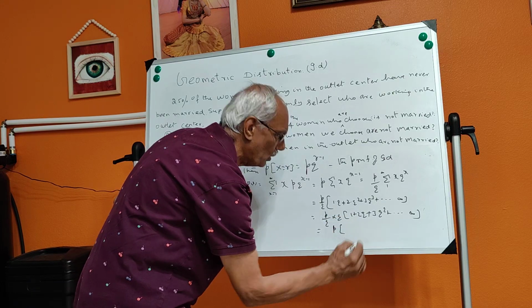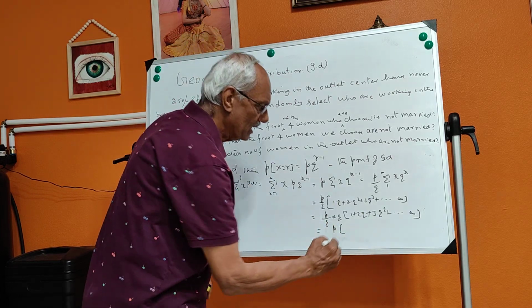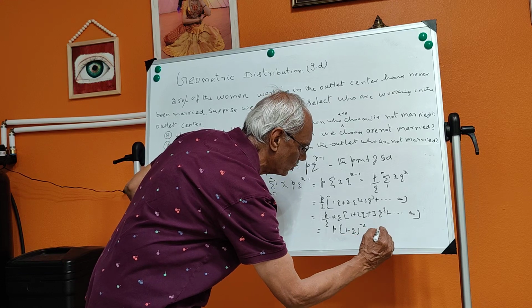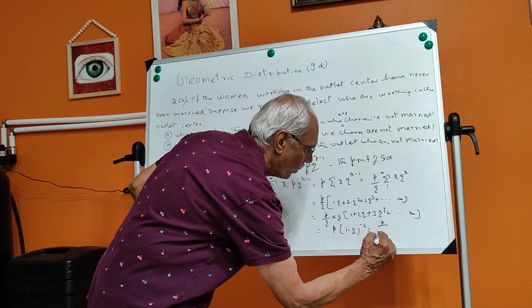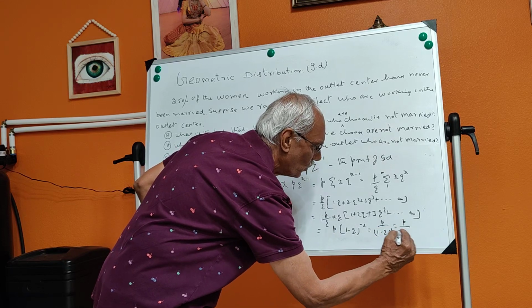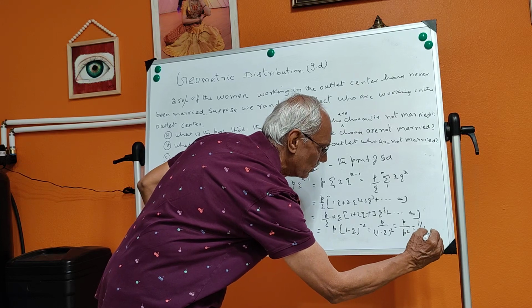This is nothing but your 1 plus 2x plus 3x square plus 4x cube, and so on. This is nothing but 1 minus x to the power of minus 2. That is p by 1 minus q whole square. That is p by 1 minus q, which is p. So p square by p, that is equal to p.